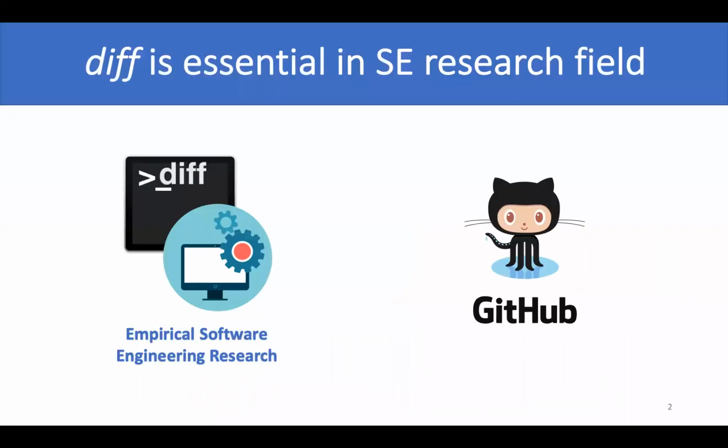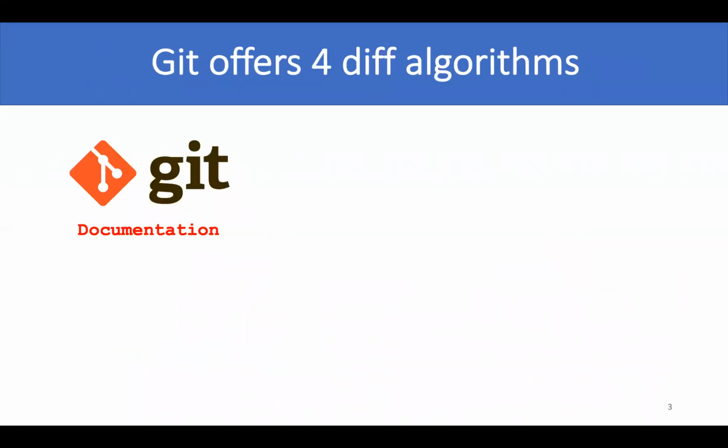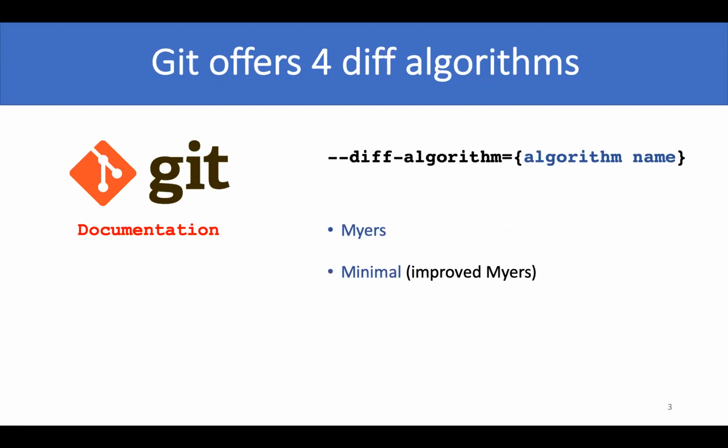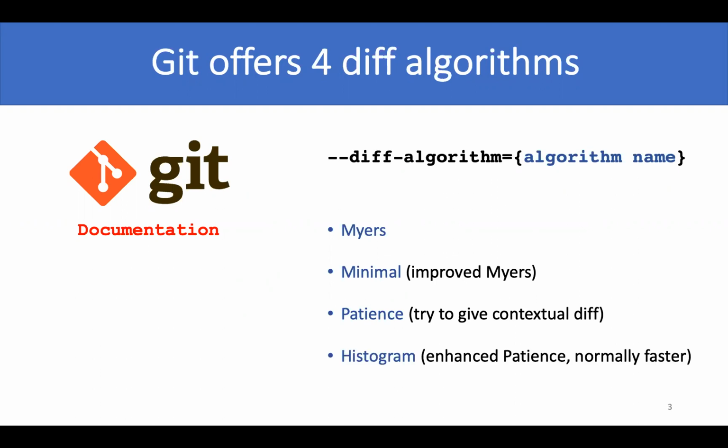In empirical software engineering research, diff is commonly used in various topics. Along with the growth of GitHub, recent studies analyze software changes extracted from Git repositories by using the git command, for example, git diff. But do you know that according to Git diff documentation, Git offers diff utility for users to select the diff algorithms, either Myers, minimal, patience, or histogram.